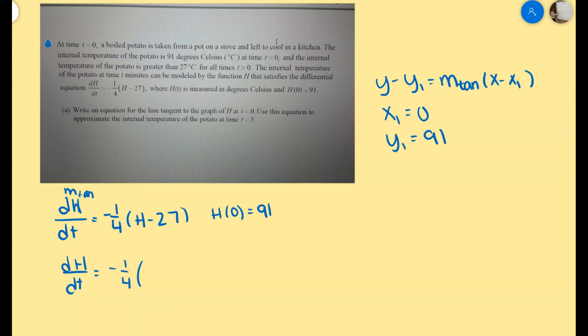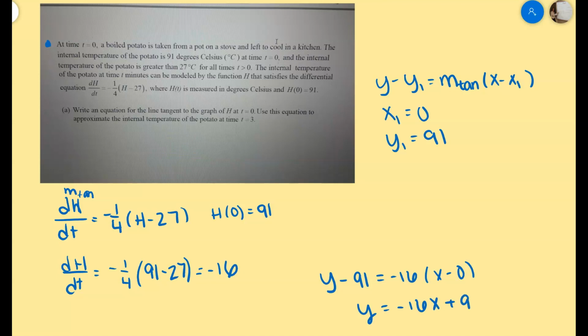The h value isn't 0. That was one of the most commonly made mistakes on the exam. The h value is 91. So you get 91 minus 27, and then you divide that value by 4, so you get negative 16. So to find the equation of my tangent line, you get y minus 91 equals negative 16 times (x minus 0), which is y equals negative 16x plus 91.